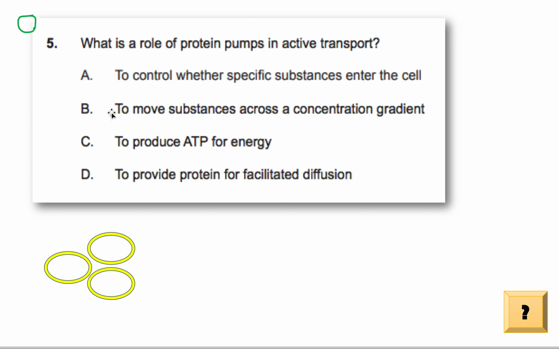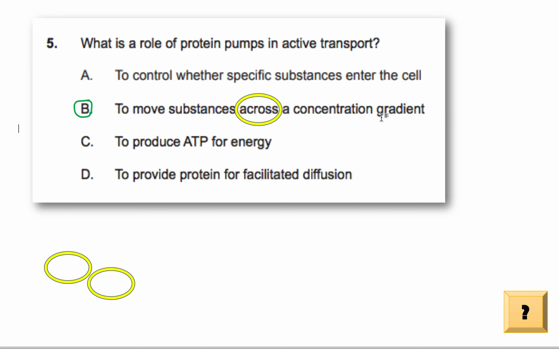To move, it's going to be B, because to move substances across. Across means against. If they said to move substances down a concentration gradient, that would indicate it's not active transport. That would be facilitated or simple diffusion. But because they're saying across, that means against the concentration gradient. Therefore, we know it is active transport. And that's what the proteins do.